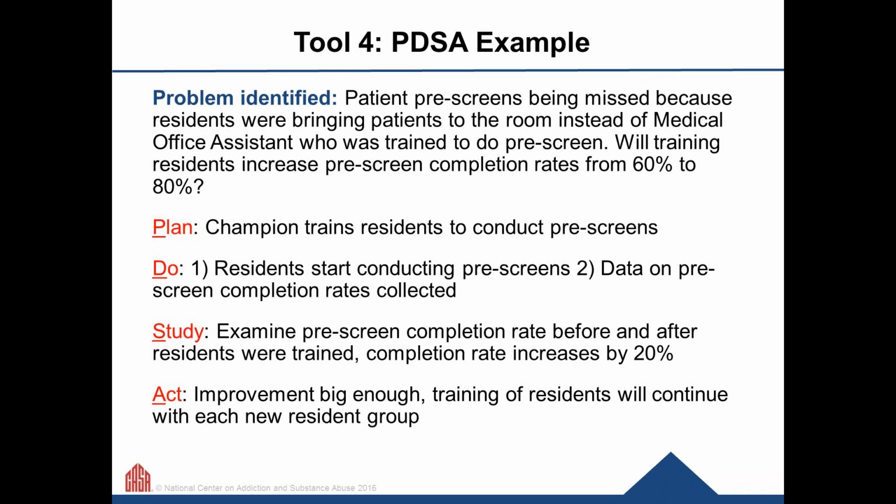As the do part of the model, we had them conduct pre-screens, and then took a look at some data. We already had a data collection process at the site because this was an ongoing model, so we were able to take a look at the pre-screen rate. And then we examined it. We saw that it actually increased by about 20%, which made us pretty happy. And we thought that was a big enough improvement that we would continue training residents. In this particular practice, groups of residents come and go, and so there's now an ongoing process in place that every time a new resident group comes in, that group gets trained in conducting these pre-screens and the basics of SBIRT when they start their rotation.